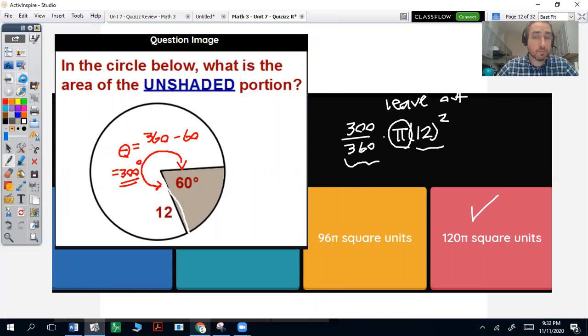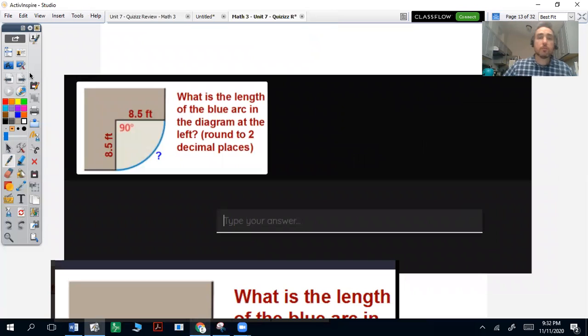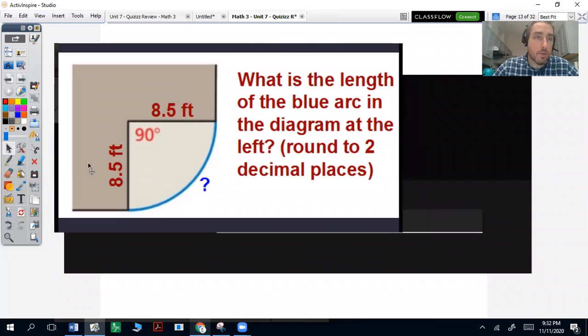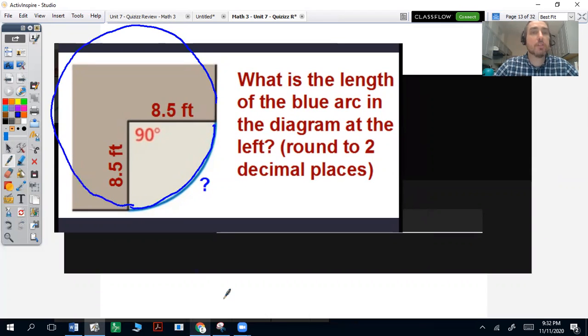Next question. What is the length of the blue arc in the diagram shown below? Round to 2 decimal places. Again, I'll throw this up here. This is an arc length. We want to know the length of this arc from here to here. Well, this is a quarter of a circle. If you think about this circle extending, pardon my terrible circle, but this is a quarter of a circle. Your radius is 8.5. Your degree is 90. Everything's laid out for you.